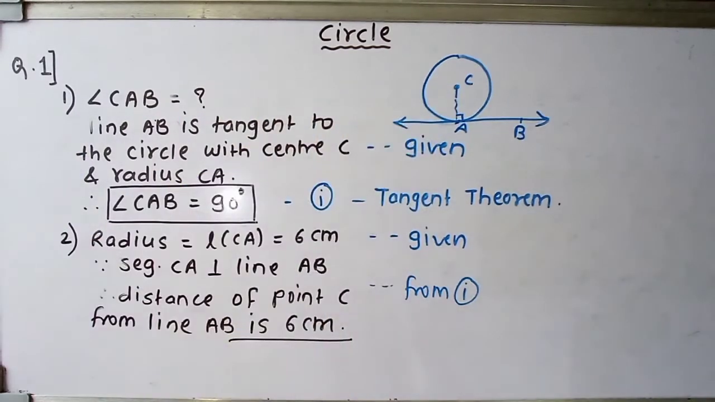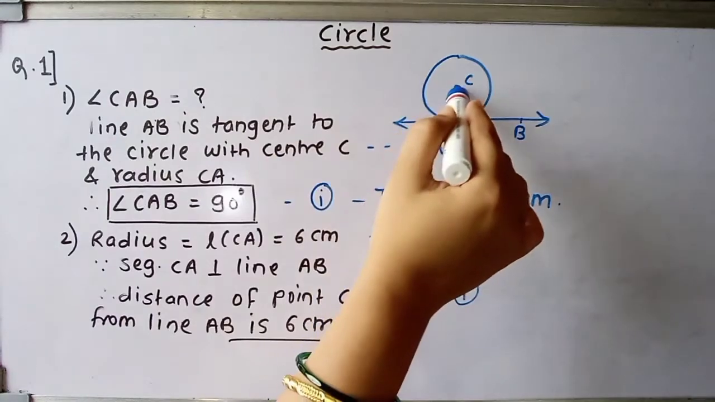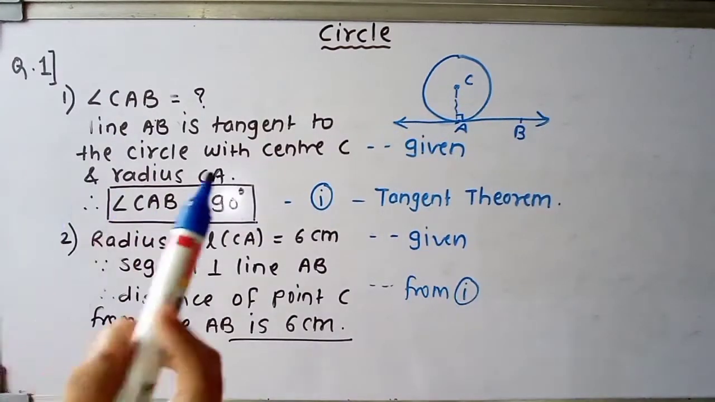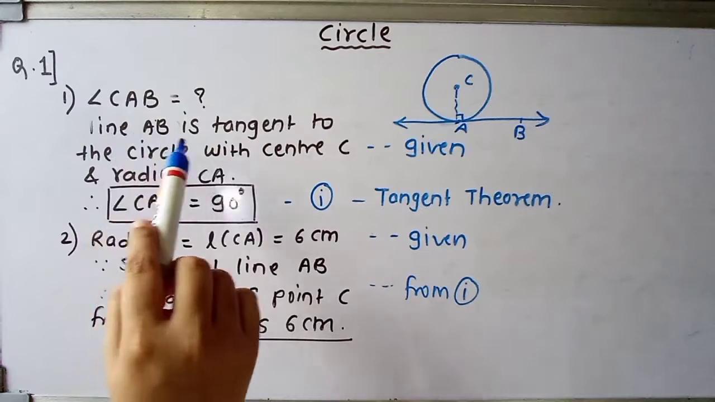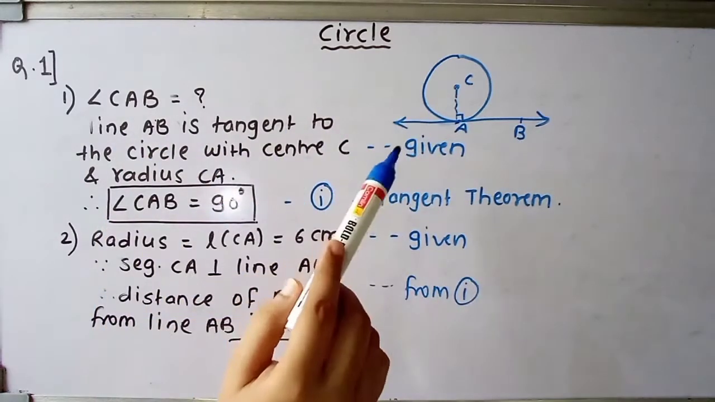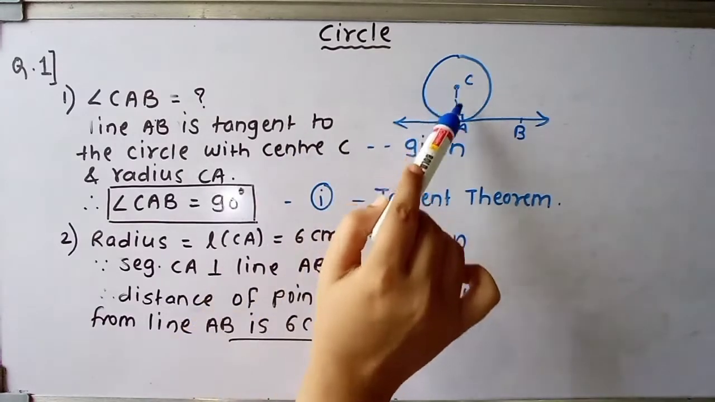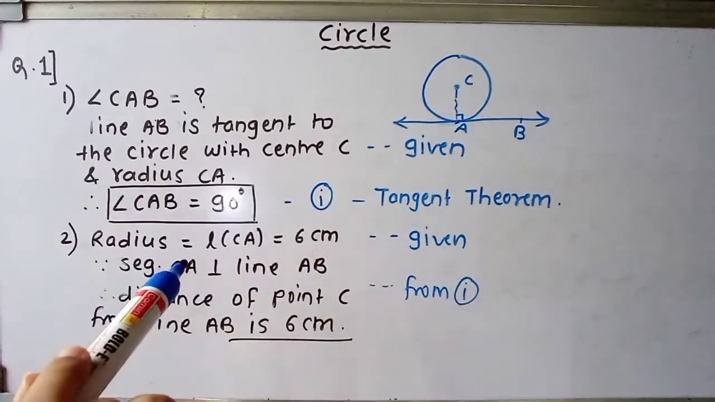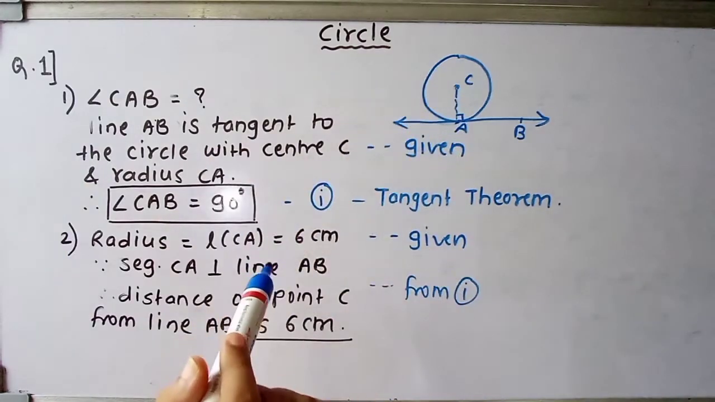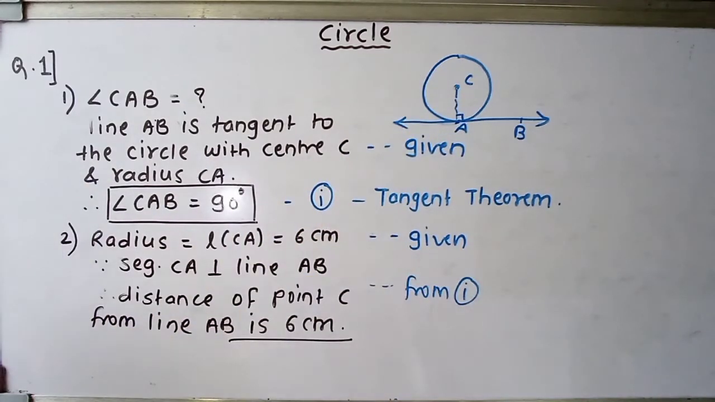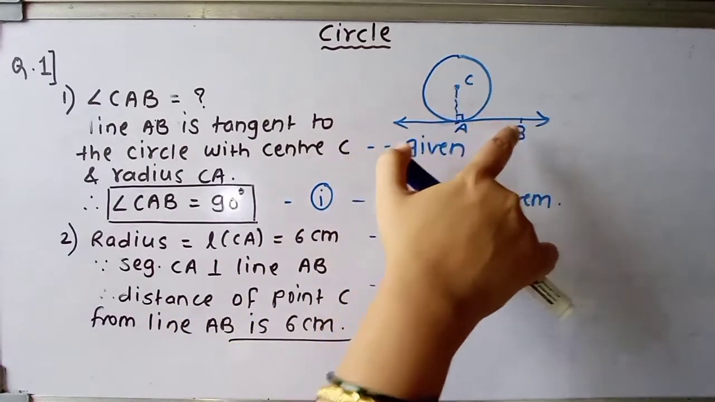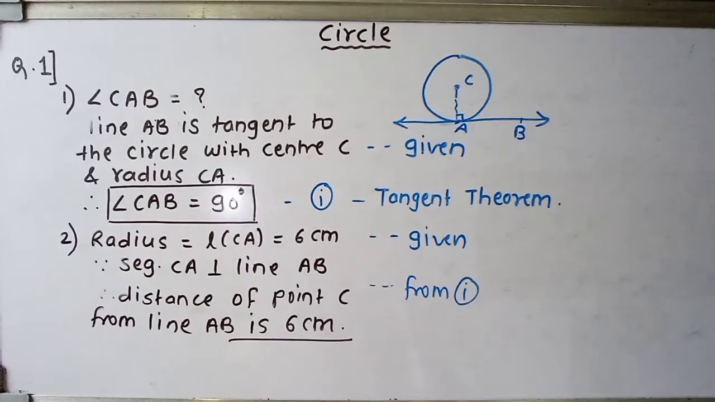Now see, the figure is like this, yes or no? We have to find this angle CAB. Now how to write? We know line AB is a tangent to the circle with center C and radius CA. If we join these two points, we will get a radius of that circle, yes or no? So CA is the radius. Reason is given. So by the tangent theorem, we can say that angle CAB is equal to 90 degrees. So this will be the answer.